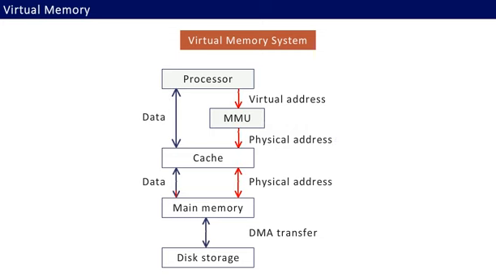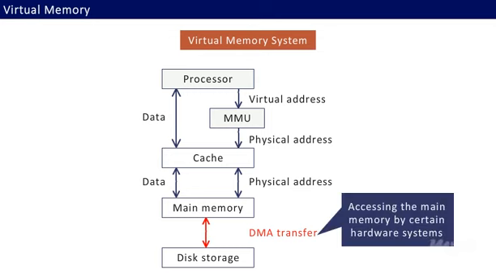When the required data are found in the main memory, they are fetched to the cache memory for further processing. If the required data is not found in the main memory, the MMU, with the help of the operating system, brings the data from disk storage to main memory. This transfer of data from secondary memory to primary memory is performed using the Direct Memory Access scheme, which is a feature of a computer system that allows accessing the main memory by certain hardware systems.